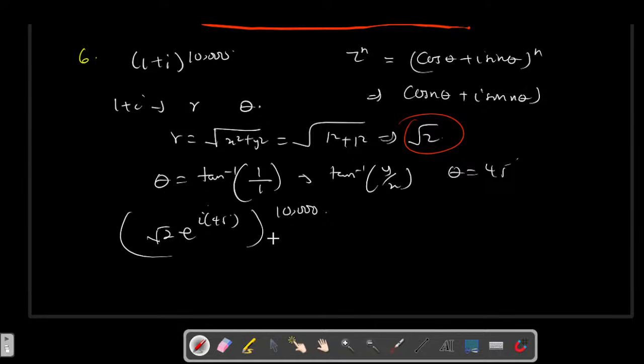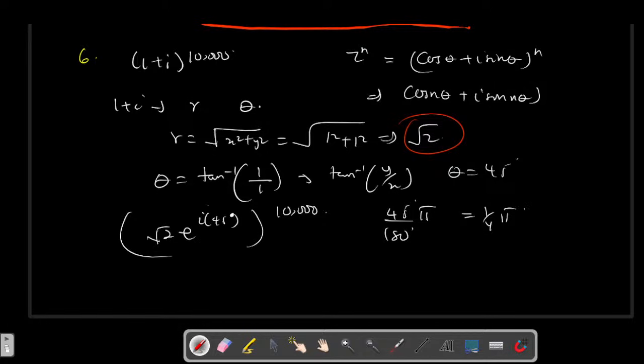Now we can apply De Moivre's theorem. What does De Moivre's theorem say? Just multiply this expression by this. Now if you have to multiply 10,000 by 45 degrees, it's bigger, so let's convert it from degrees to pi radians. So 45 degrees over 180, we'll convert this into pi radians. So 45 over 180 gives 1 over 4, so this is 1 over 4 pi.